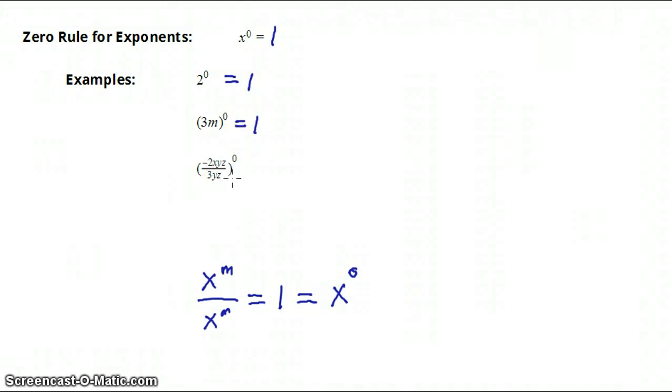If I have a big, long, complicated quantity, something like negative 2xyz over 3yz, all raised to the 0 power, it's equal to 1. So it doesn't matter what number or what term I'm raising to the 0 power, my answer is always going to be 1. So pretty easy rule to remember.